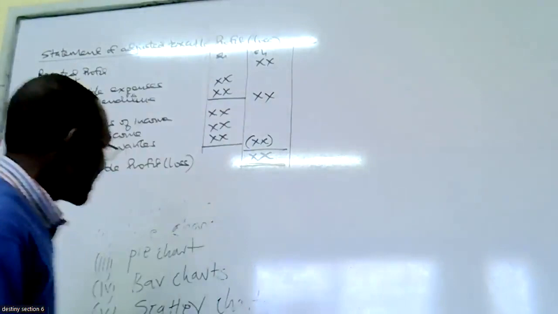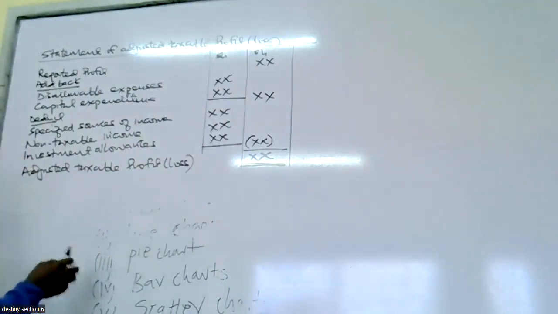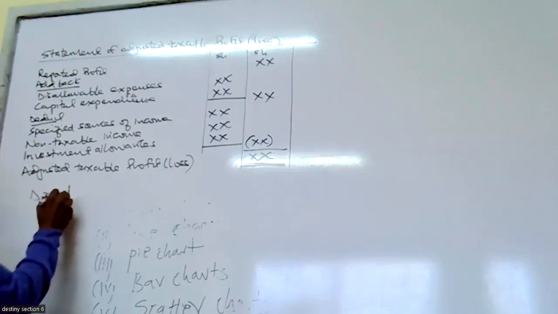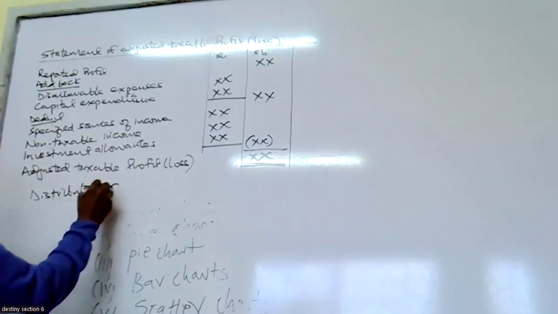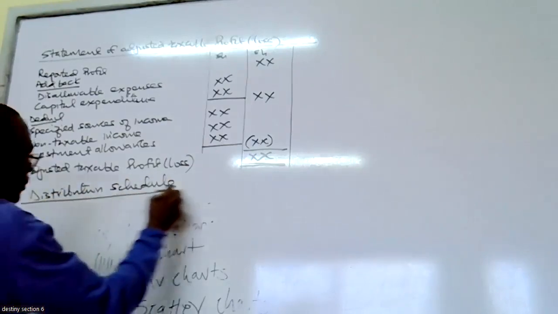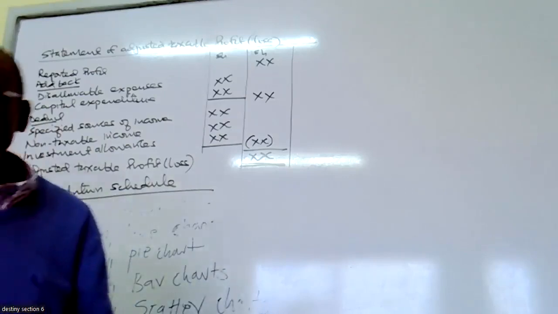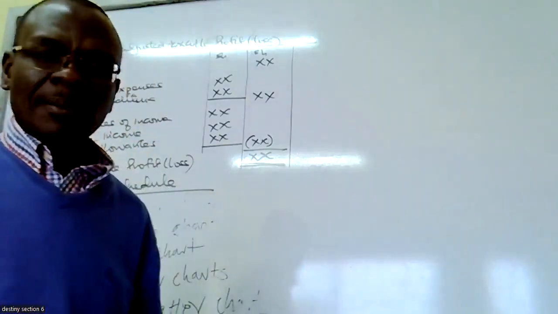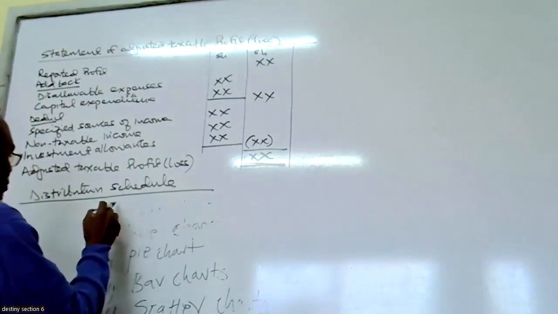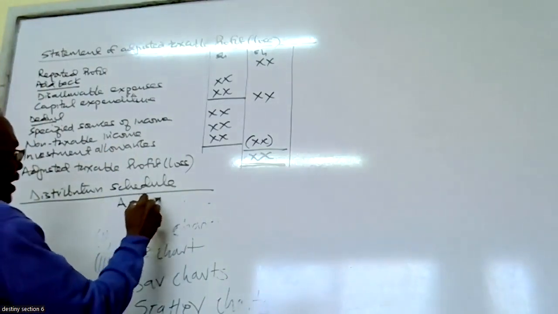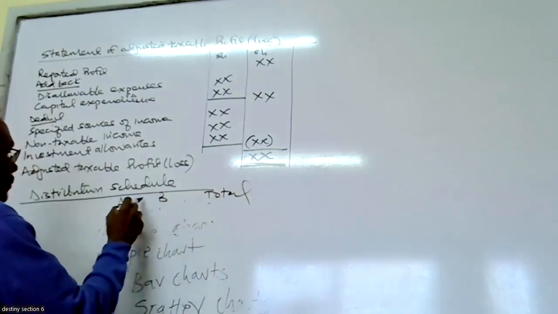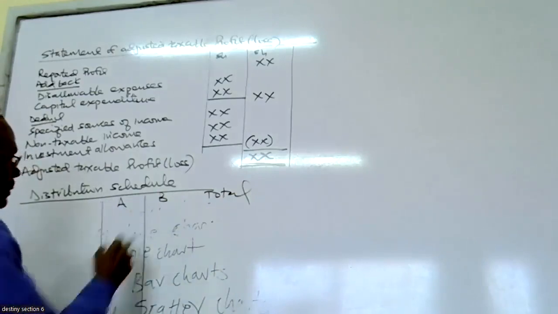So the motive of the partnership is to share this profit. So that leads us to the next step. This profit must be shared. So they looked at the distribution scheme. So here we did allocation. Then we made an assumption, in a simple hypothetical situation, that we have two partners. We have partner A and partner B, and the last column is called total.